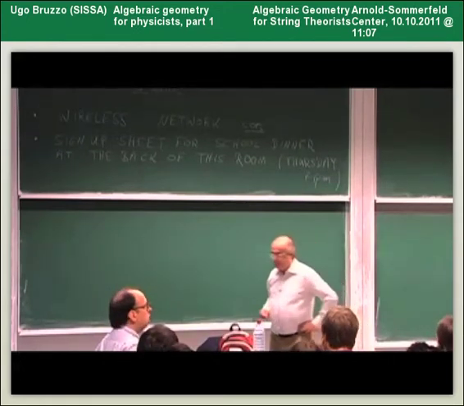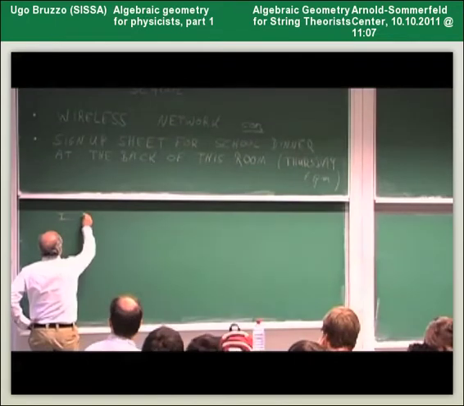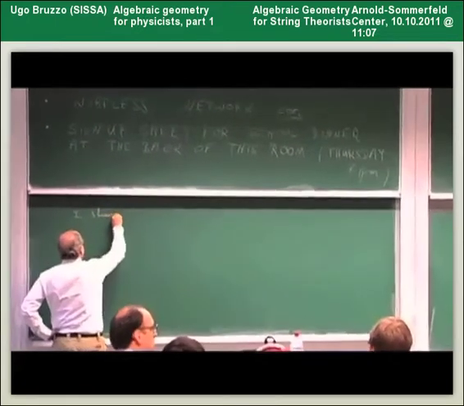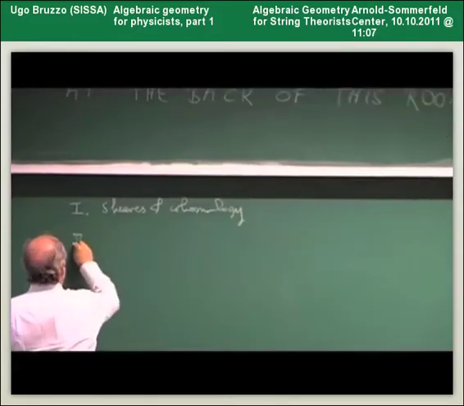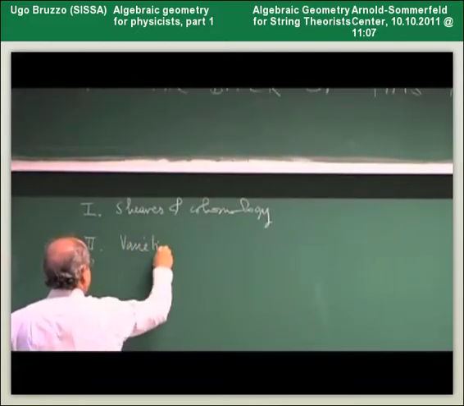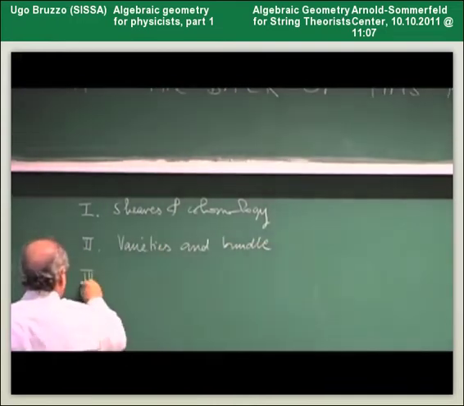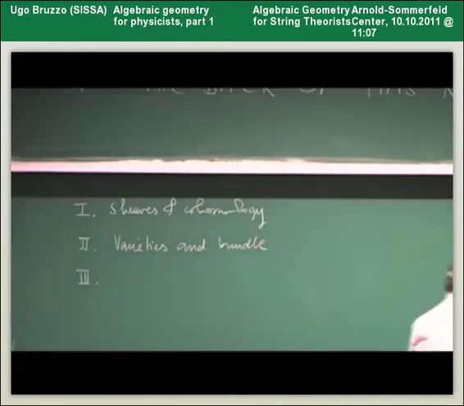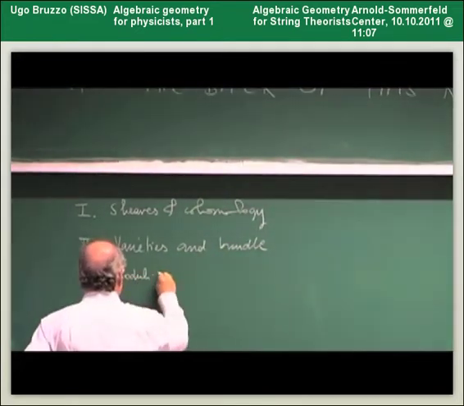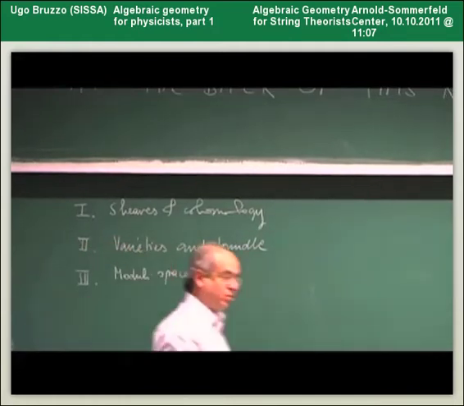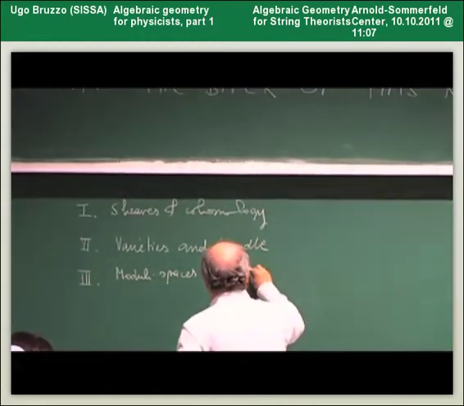So we'll be giving three lectures, and I think I will divide the topics into these three parts. The first lecture will be about sheaves and cohomology. Second lecture will be about varieties and bundles. And the third lecture, if there will be any time at all left by the previous two topics, will be about moduli spaces, by which I mean moduli spaces of bundles, of stable or semi-stable bundles. Let's say moduli spaces of bundles.